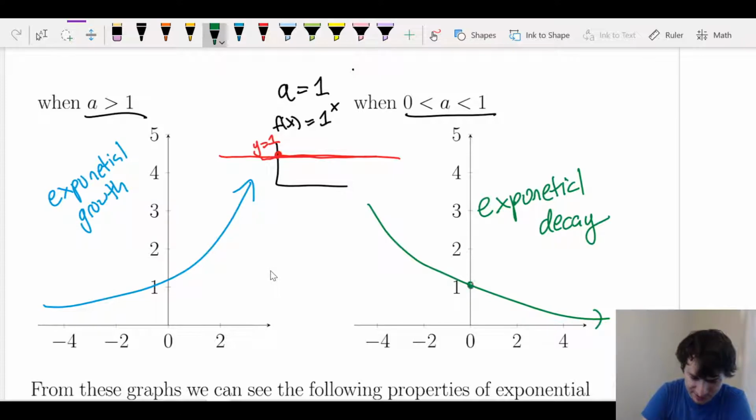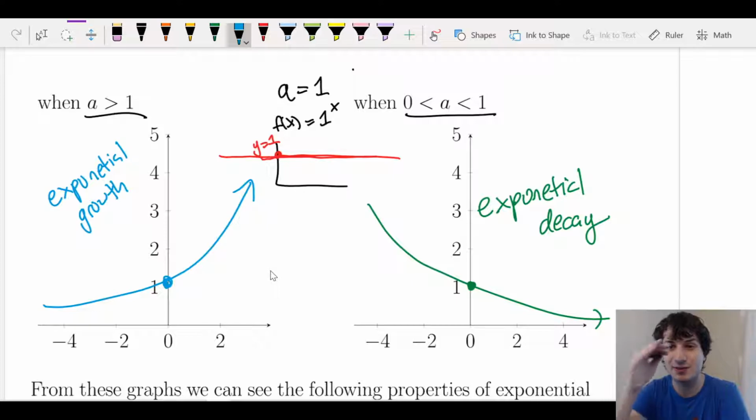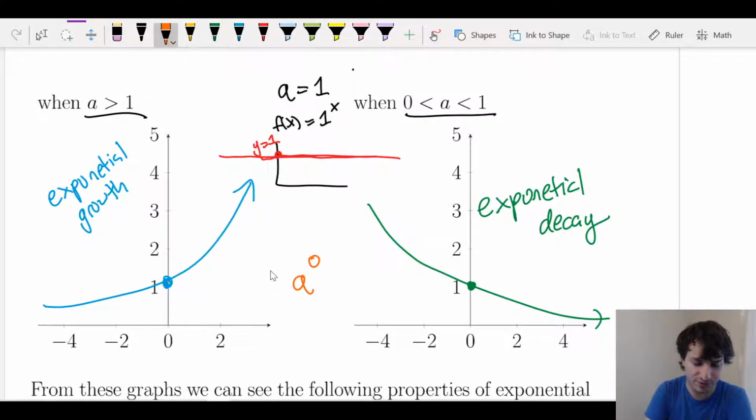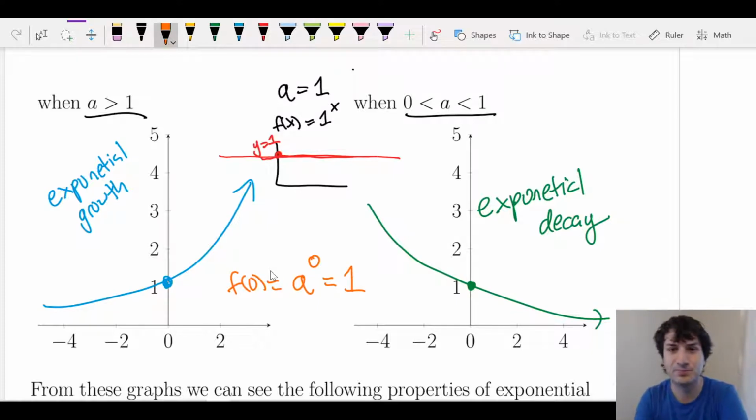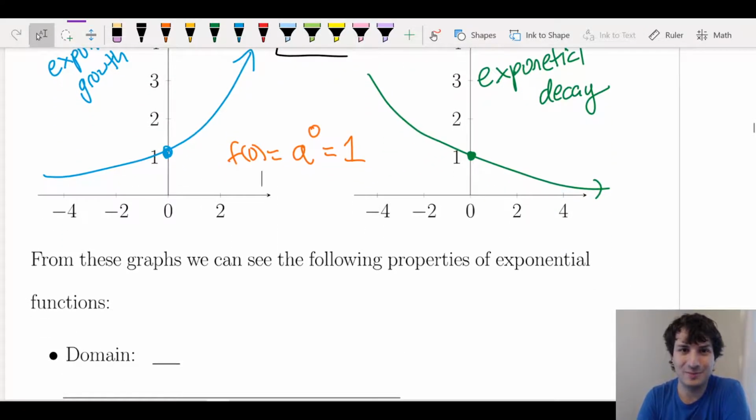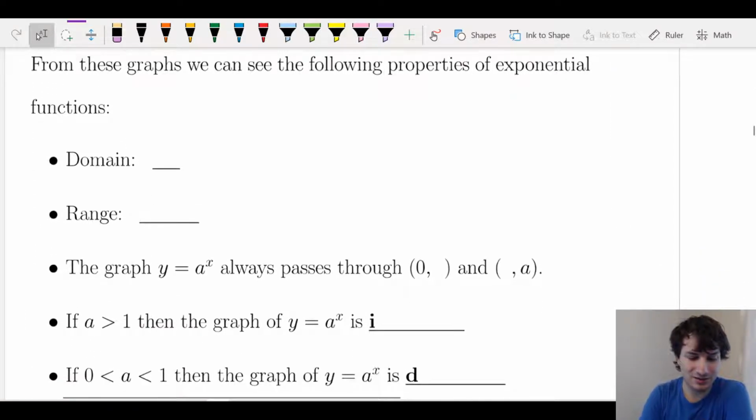Okay, and in all cases, it's supposed to go through the point y equals 1 at x equals 0. That's because if you do a to the power 0 for any a, you get 1. So f of 0 is always 1. If you know these graphs, I think you know most of the things you need to know about exponentials. There's going to be some algebra as well that'll come up. But here are the properties that you can deduce.